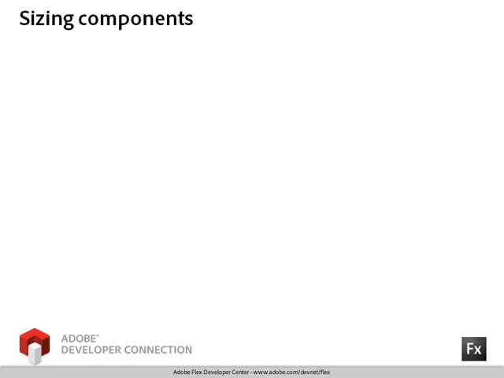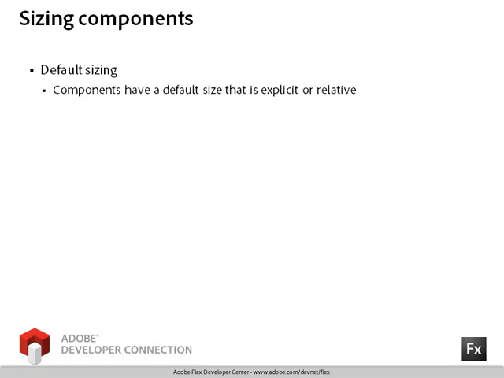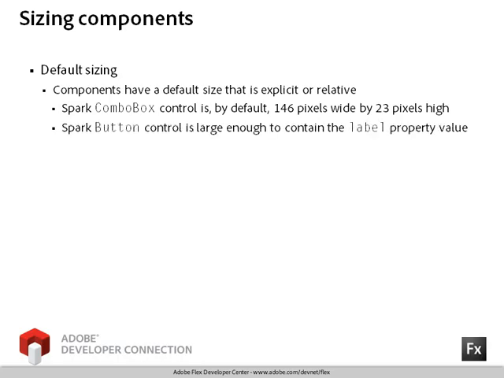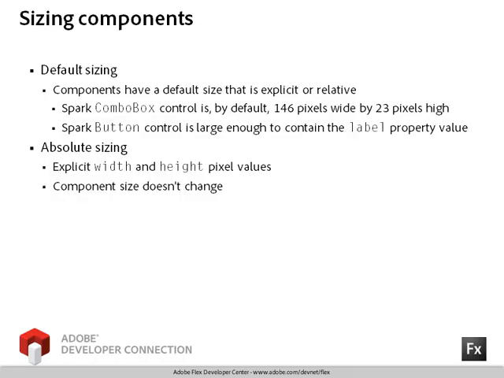When sizing components, you can do so in four ways. The first is default sizing. Some but not all components have an explicit or relative default size. For instance, a Spark combo box control is by default 146 pixels wide by 23 pixels tall, while a Spark button control sizes itself to fit the text displayed in its label property. You can also define absolute sizes to your components by setting width and height properties to explicit pixel dimensions. The components will stay that size regardless of the size of the parent container.